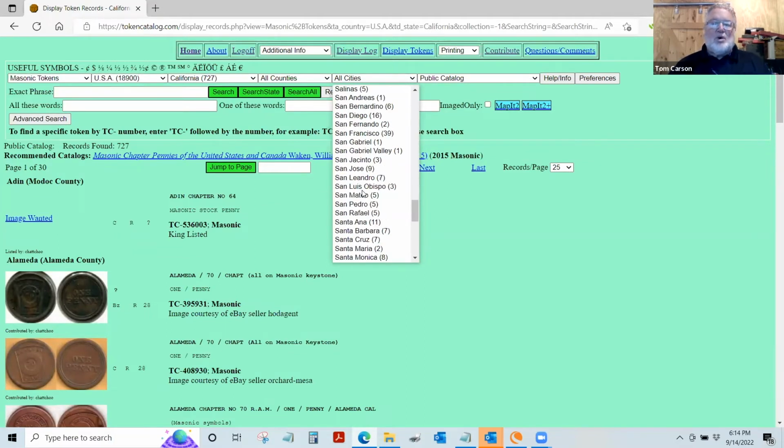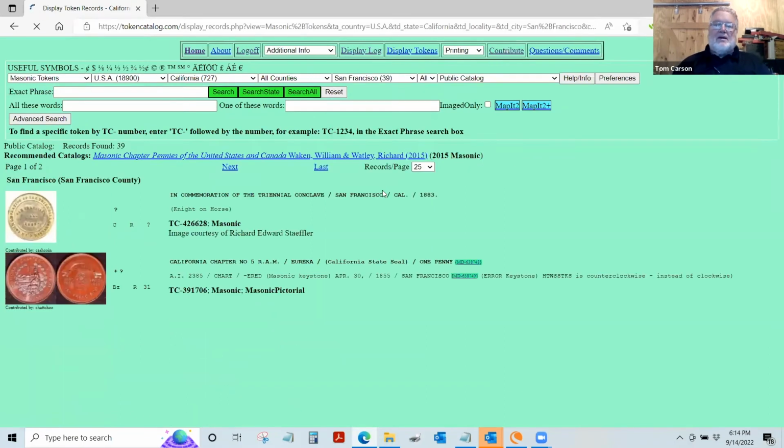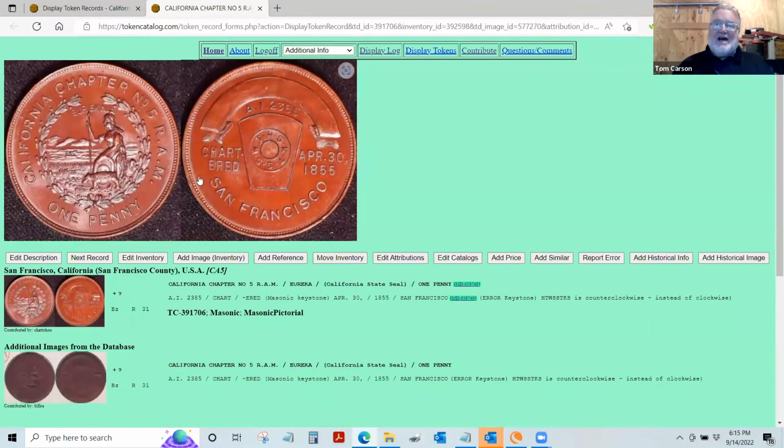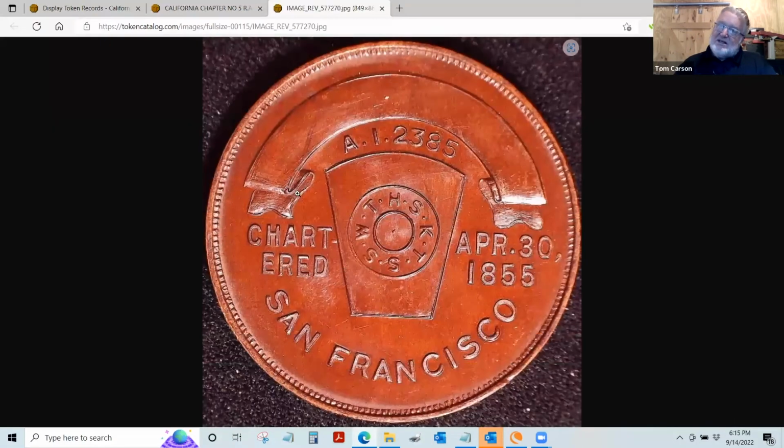It's one of the most beautiful Masonic pennies. Going into San Francisco, the California chapter number 5. And it's gorgeous. This is the error on it, and it is the most common of all of them.